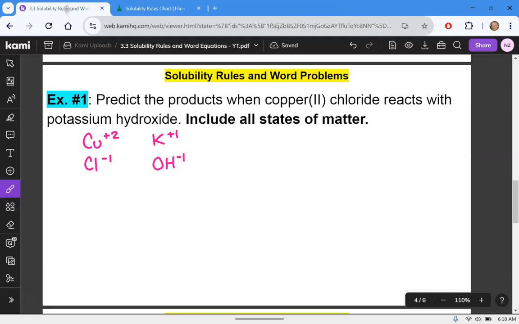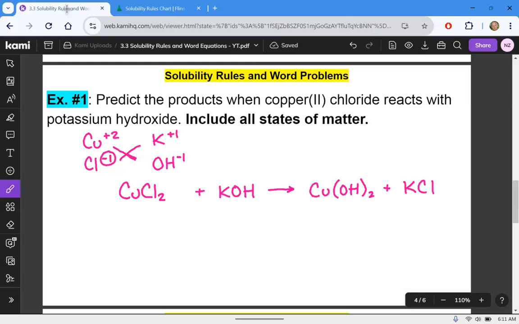This is going to be a double replacement reaction because we have two compounds. So let's write out the left side of our equation. We have copper 2, so I need 2 chlorines to balance here. I'm going to leave some space for the states of matter. We'll get to that in a second. We have potassium and hydroxide, so that's just going to be KOH. On the right side of our equation, copper is going to go with hydroxide, so it's going to be Cu(OH)2. And then potassium is going to go with chlorine.